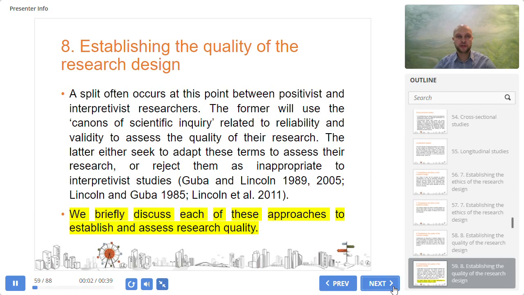Establishing the quality of the research design, Part 2. A split often occurs at this point between positivist and interpretivist researchers. The former will use the canons of scientific inquiry related to reliability and validity to assess the quality of their research. The latter either seek to adapt these terms to assess their research or to reject them as inappropriate to interpretivist studies. Now we are going to briefly discuss each of these approaches to establish and assess research quality.